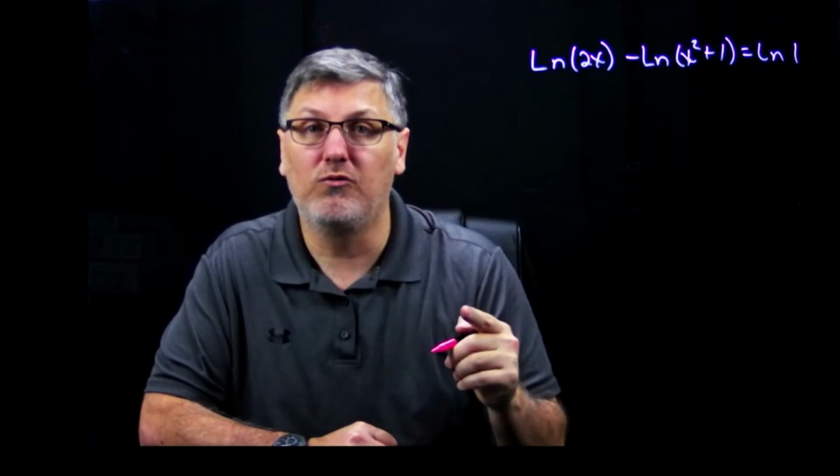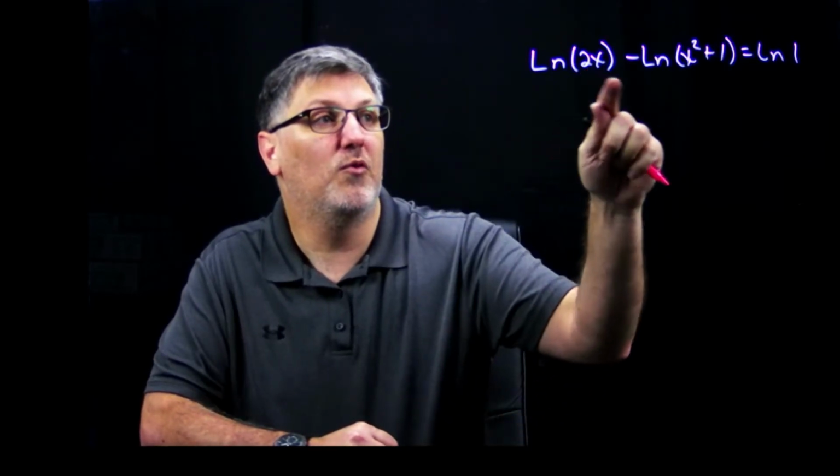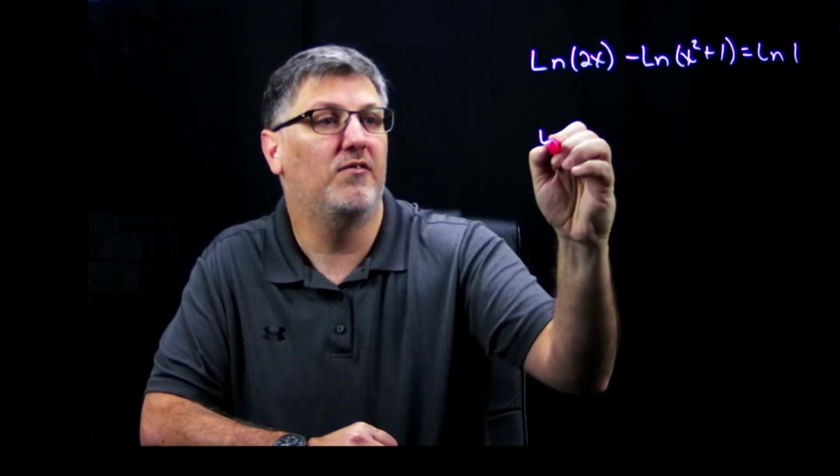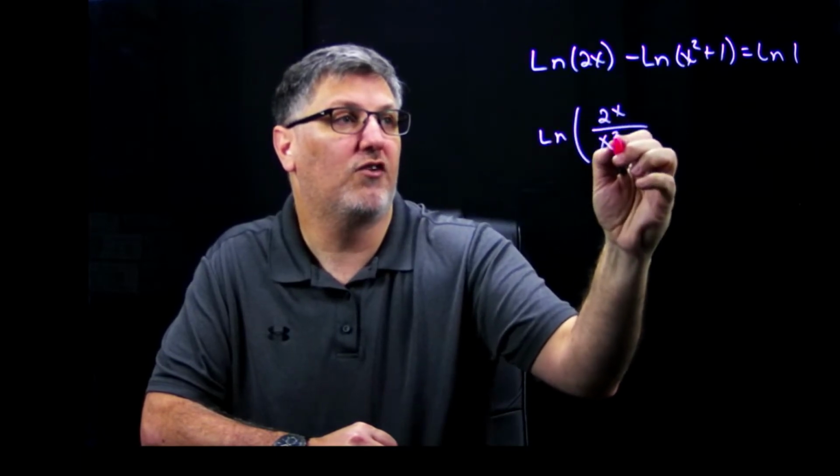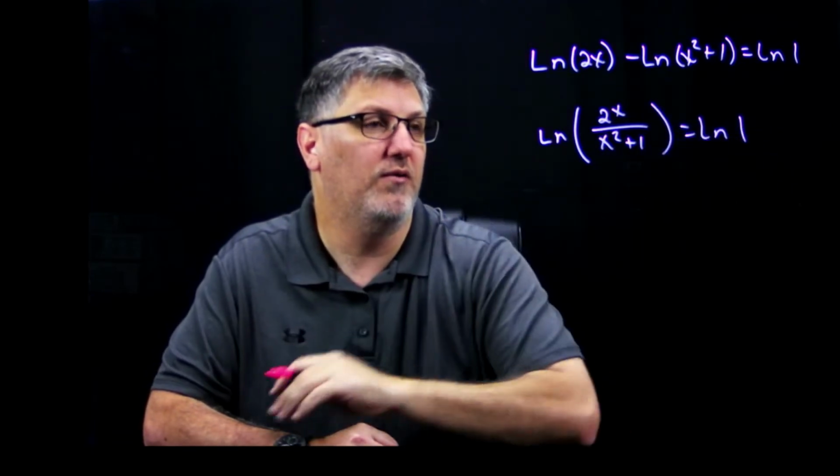So here I have minus. So minus with our log rules means it's division. This is my numerator, this is my denominator. So I'm going to have ln of 2x over x squared plus 1 equals ln of 1.